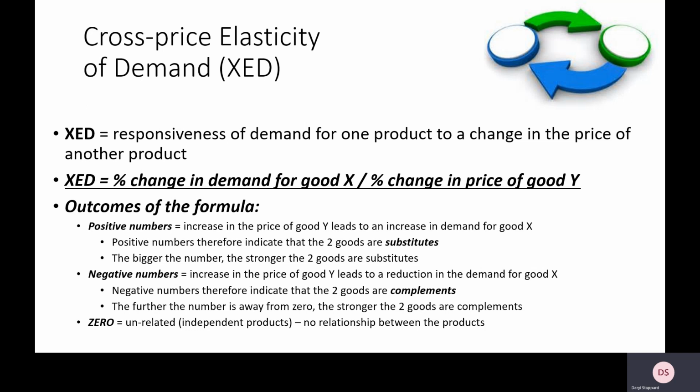A negative number from the formula would show us whether goods are complementary products. Now remember, complements are goods that are bought in joint demand, things that you buy together. Okay, so to give you some examples, if you're going on holiday, you will book a flight and you book a hotel. They're in joint demand. Fish and chips are complementary products, things that people buy together.